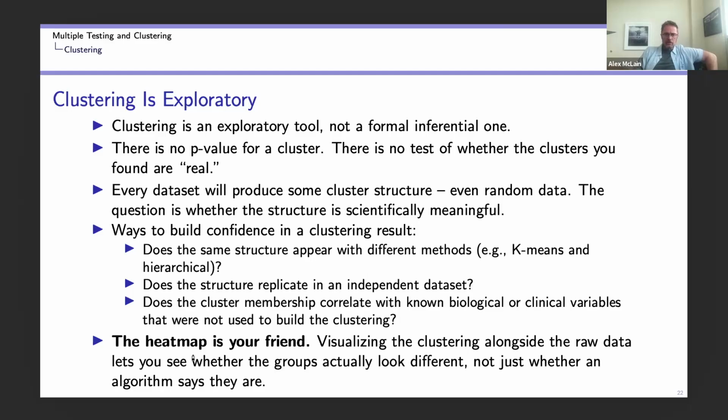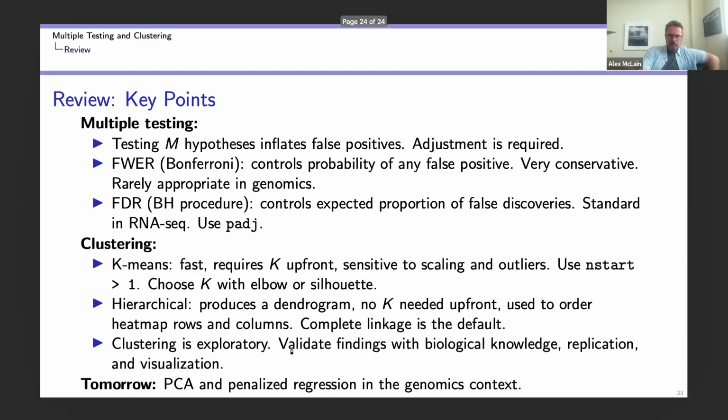The heat map is a really nice visualization technique. It lets you look at the groups and get some information about what's going on. Okay, we're finishing up here. Just some quick review points in terms of multiple testing.